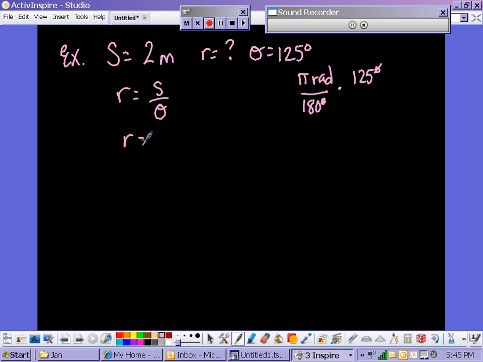So we end up with R equaling 2 meters over 25 over 36, and that's 25 pi. Same type of problem as what we just got finished doing, where we have a fraction in the denominator, so we're going to do keep, change, flip again. So we keep our numerator and we take the reciprocal of our fraction.